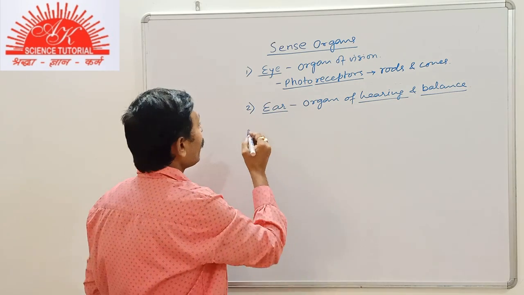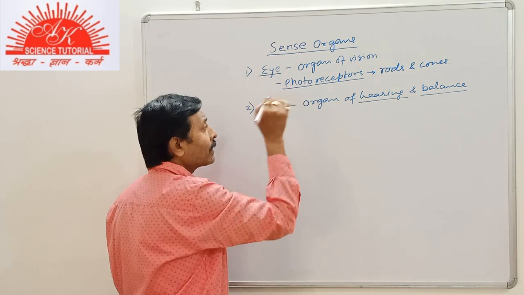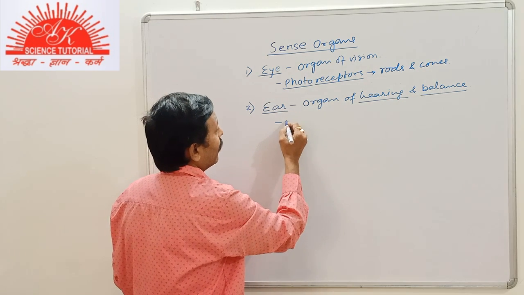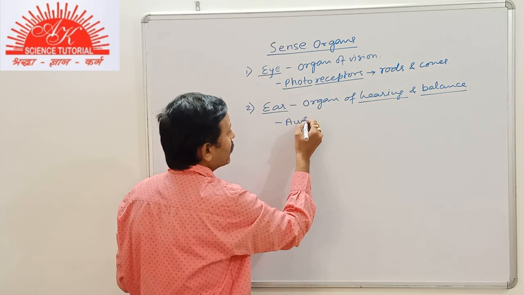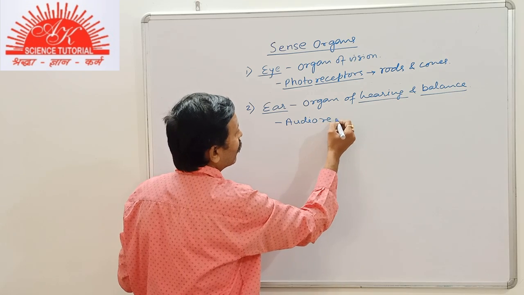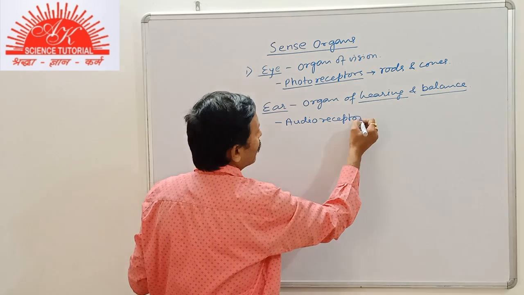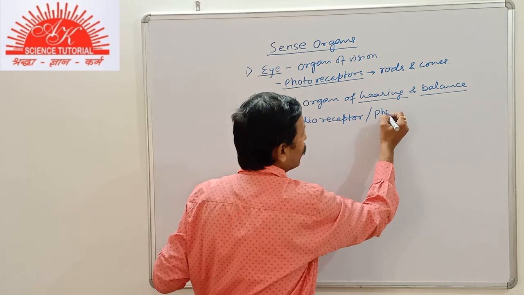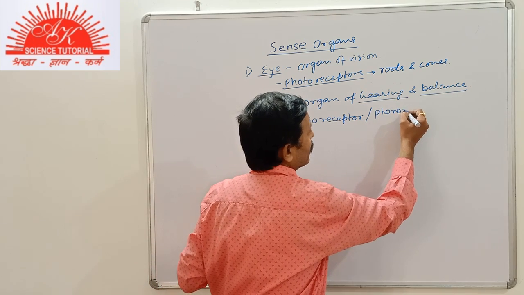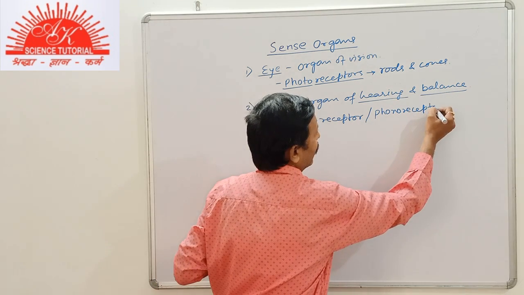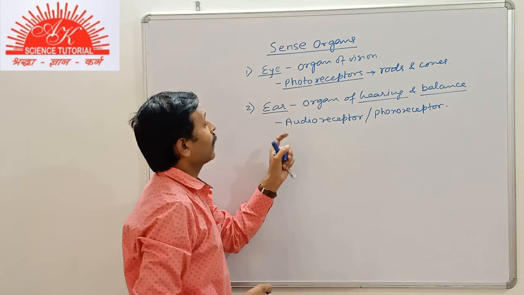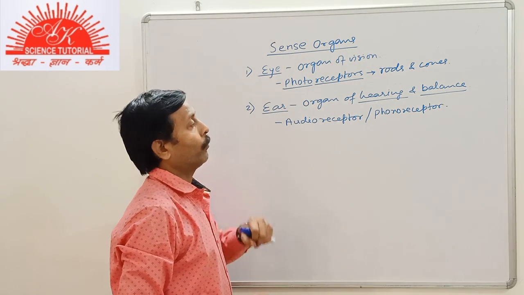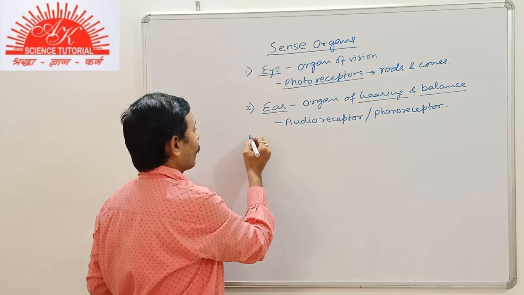So we will study later on in the ear topic how it helps in balance of the body. Now, the sensory cell present in it is called audio receptor, also known as phonoreceptor. That is, the cells perceive the sound waves or sound energy.